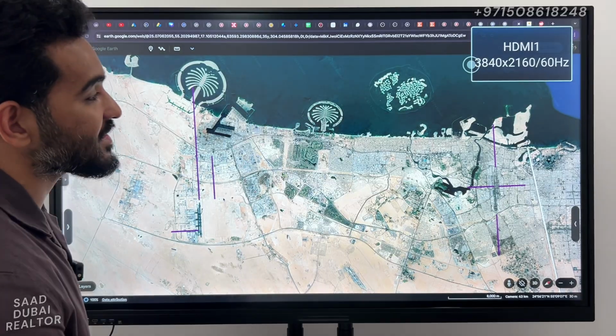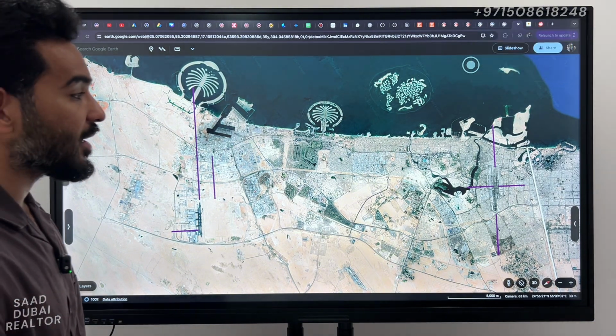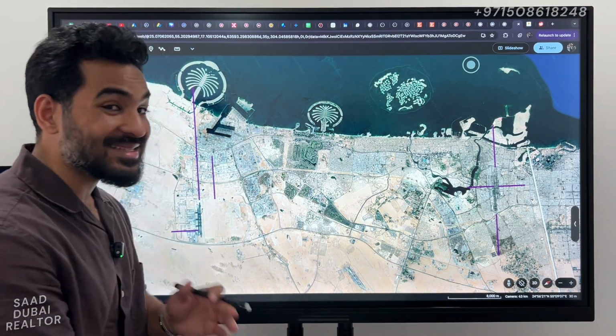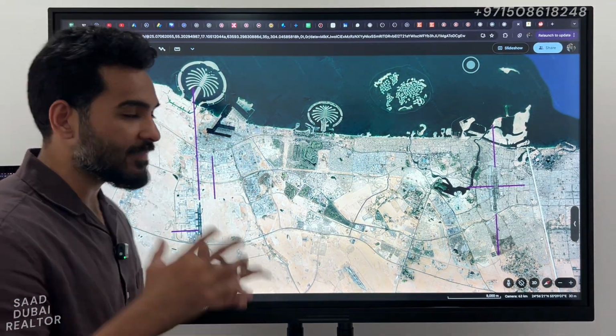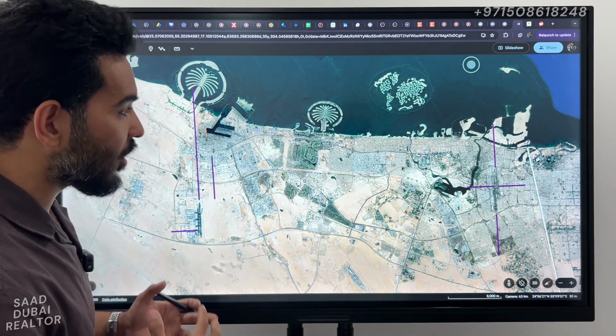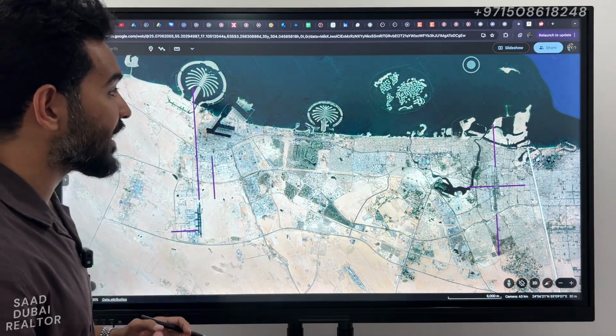So to make you understand what is going on in these areas, what is the scale that we're talking about, because there's many things to keep in mind. So stick along. You're going to understand everything that I'm talking about right here.